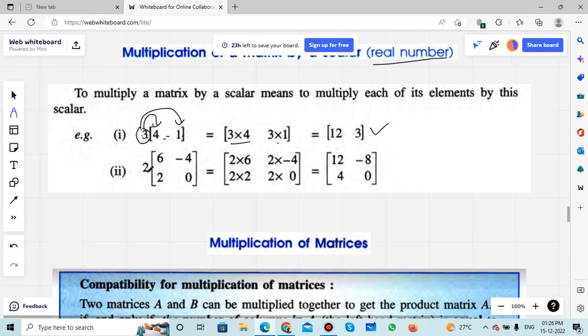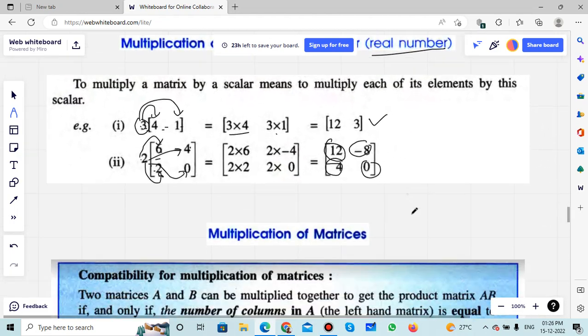What is the next one? 2 multiplied with the matrix 6, minus 4 and 2, 0. 2 will multiply with 6, 2 will multiply with 2, 2 will multiply with minus 4, 2 will multiply with 0. 2 sixes are 12, 2 minus 4s are minus 8, 2 twos are 4, and 2 zeros are 0. So this is how you multiply it.